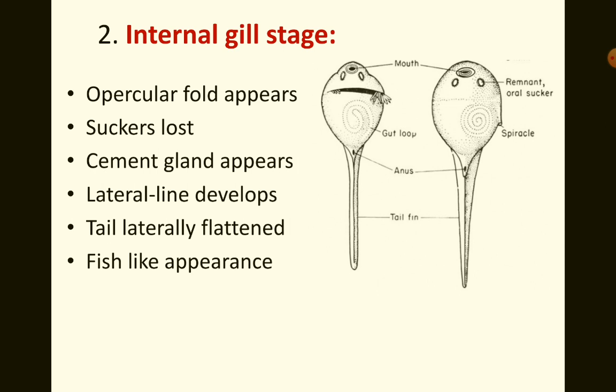Cement gland disappears. And the lateral line sense organs develop, since it will be aquatic in nature. And then the tail becomes laterally flattened, and with dorsal, ventral, and the caudal fins. And at this stage, the tadpole is about 10 to 15 mm long, and it appears like a fish having laterally compressed body, tail fin and lateral line sense organs, and it swims and breathes like a fish.